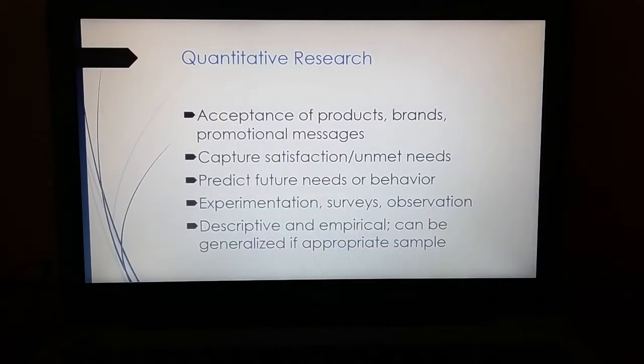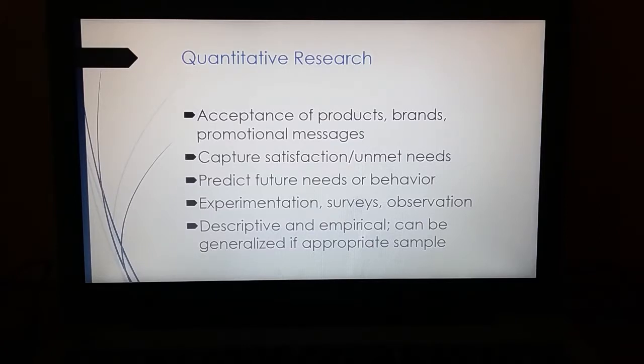You can review that. Okay, now let's talk about quantitative research. Quantitative research, marketers use it to understand the acceptance of various products or specific brands, as well as the impact of promotional messages on consumers. In other cases, objectives are to assist marketers in pinpointing consumers' level of satisfaction with a product, service, distributor, or retailer, or possibly to identify areas in which the consumer has unmet needs, or even to better predict future consumer needs or behavior.